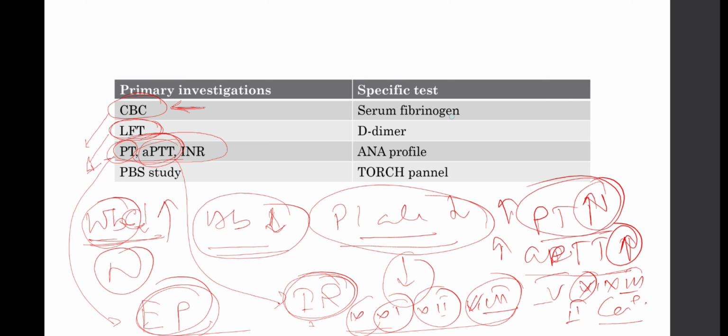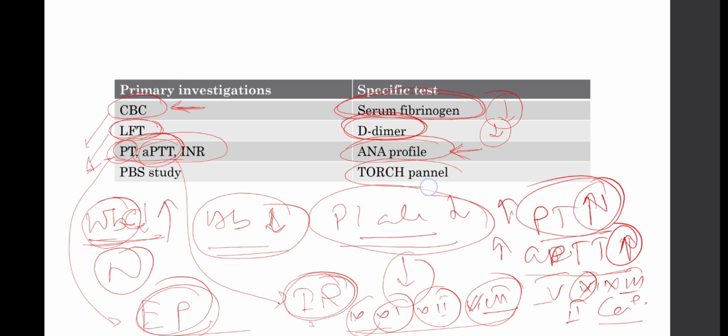Now the specific tests are very important. If the patient has some signs of sepsis, then we have to do the fibrinogen test and D-dimer test, because fibrinogen is decreased in DIC and also in sepsis. An ANA profile you have to do if the patient has some purpuric spots along with a malar rash. We think about SLE. SLE is very important to rule out if the patient has idiopathic thrombocytopenia.